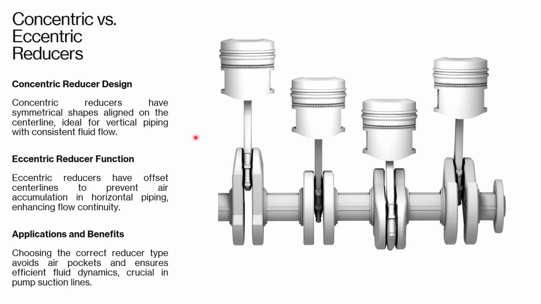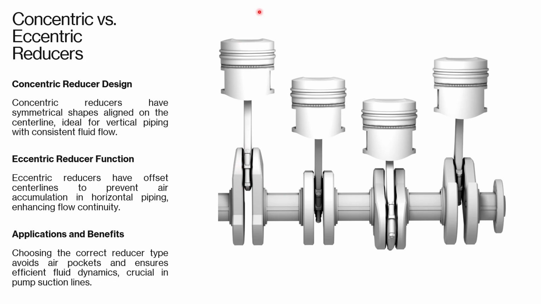In contrast, an eccentric reducer has an offset center line. So the center line of one end is not matching with the center line of the other. This offset is used to connect horizontal piping to prevent air accumulation at the top of the pipe. So when we connect the piping system in your pipe racks, when the pipes are running horizontally, we go for eccentric pipe reducers.